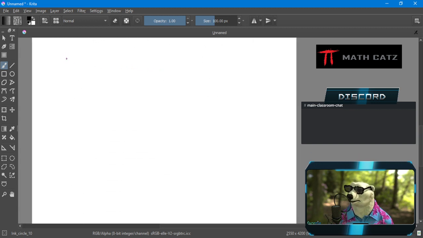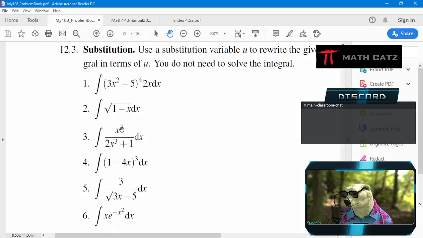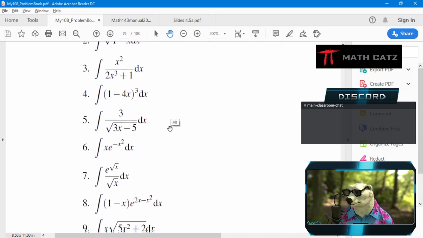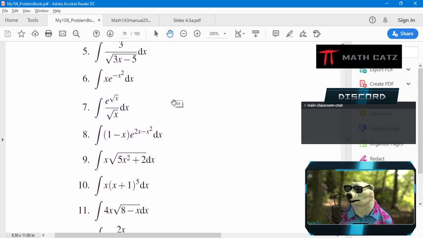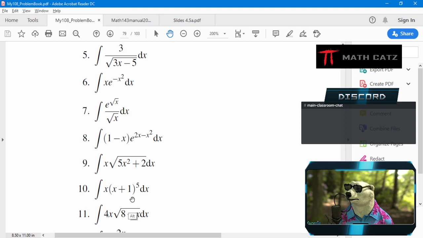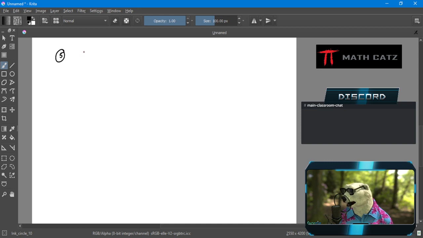So now the only thing left is just to see all the kinds of little variations when it comes to substitution that there could be. So let's see here. We've done some of these. Let's start maybe with number 5. 3 over root 3x minus 5. It's a good warm-up question.